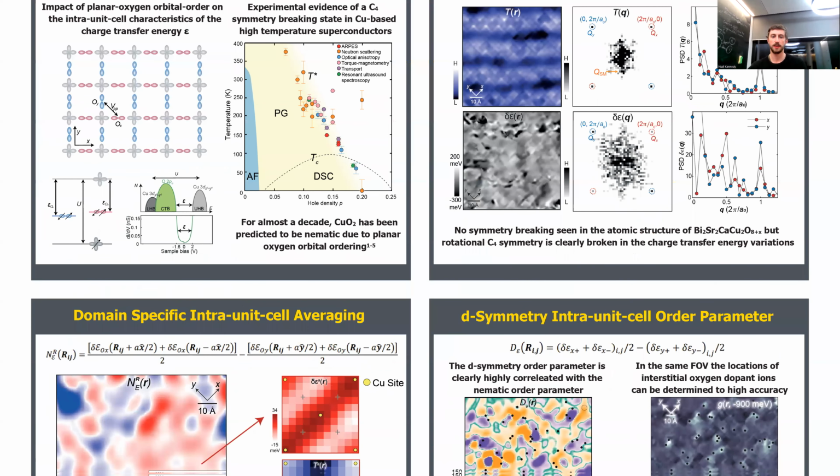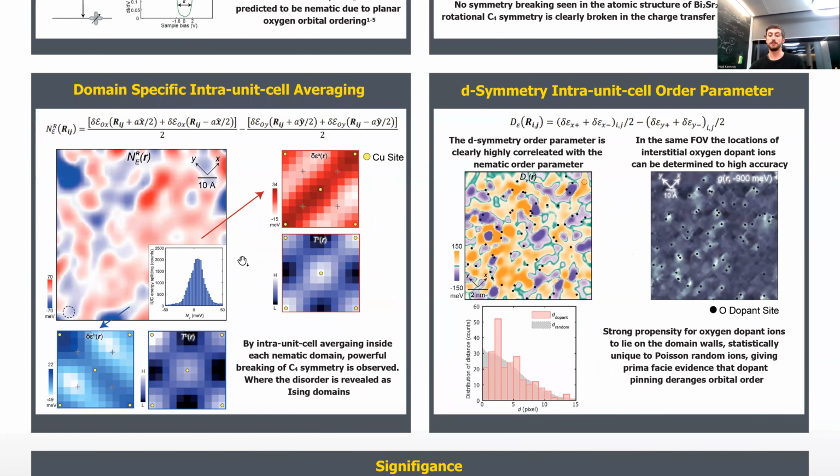So let me scroll down here, and then in this third panel here, we define the nematic order parameter, which I define on the top here. And from this, we can see that nematic Ising domains exist. And taking this one step further, by applying intra-unit cell averaging inside each domain, we can clearly visualize the difference between oxygens in the x direction and oxygen in the y direction. So for example, if we take all of the unit cells inside this red domain and average them, this is what the variation of the charge transfer energy looks like. So here the yellow marks the copper sites and the black crosses mark the oxygen sites. So here you can clearly see Ox is much higher than Oy, and the splitting here is about 50 meV.